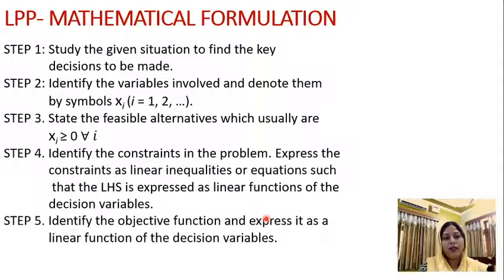Step 1. Study the given situation to find the key decisions to be made. Step 2. Identify the variables involved and designate them by symbols xi. Step 3. State the feasible alternatives, which usually are xi greater than or equal to 0 for all i. Step 4. Identify the constraints in the problem. Express the constraints as linear inequalities or equations such that the left-hand side is expressed as linear functions of the decision variables. Step 5. Identify the objective function and express it as a linear function of the decision variables.